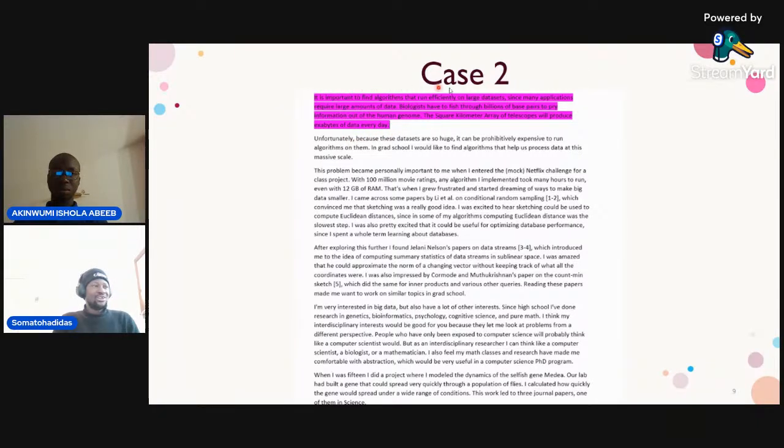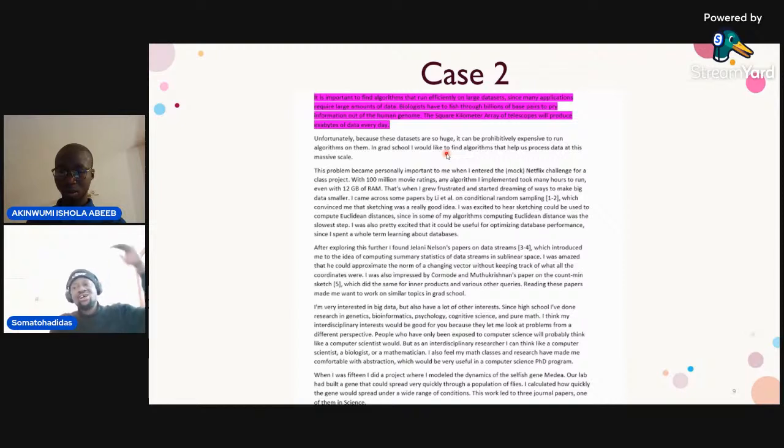So now, this is the trigger. The large data sets, the big data that are being produced every day, waiting for biologists or computational scientists or bioinformaticians to look through and provide information, is actually what triggers the interest. You could see how the person coined the trigger. Then, unfortunately, because these data are so huge, it can be prohibitively expensive to run algorithms on them. "In grad school, I would like to find algorithms that help process the data at this massive scale." So they pointed out the problem and then what they would like to do to solve it.